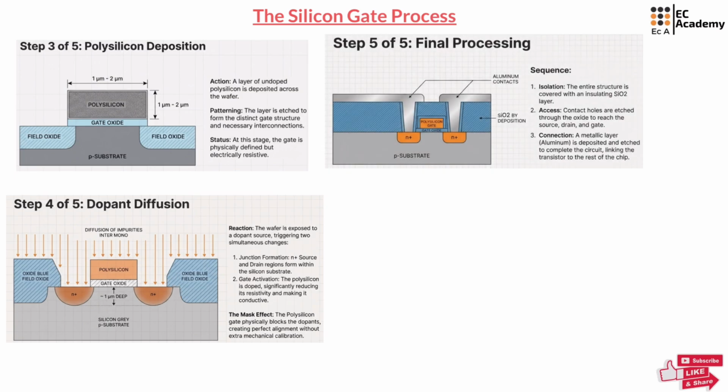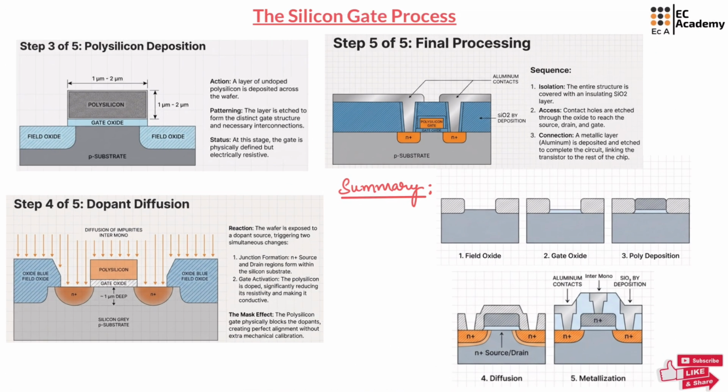So finally, we'll cover the entire structure with one more layer of silicon dioxide. Then we etch away parts of this silicon dioxide layer, creating tiny holes for contact so that we can make the electrical connections. Lastly, a metallic layer like aluminum is deposited to complete the circuit.